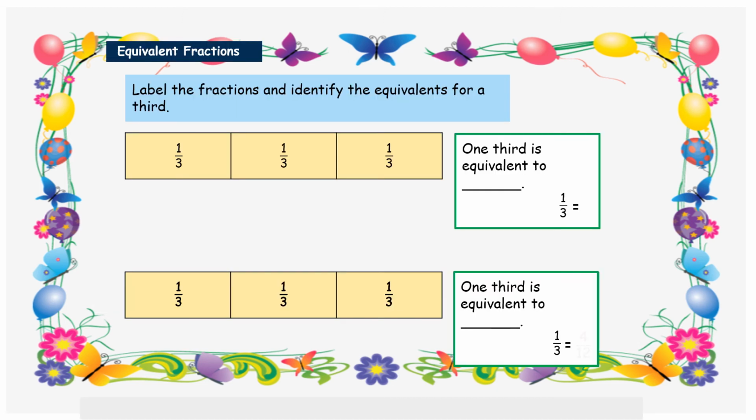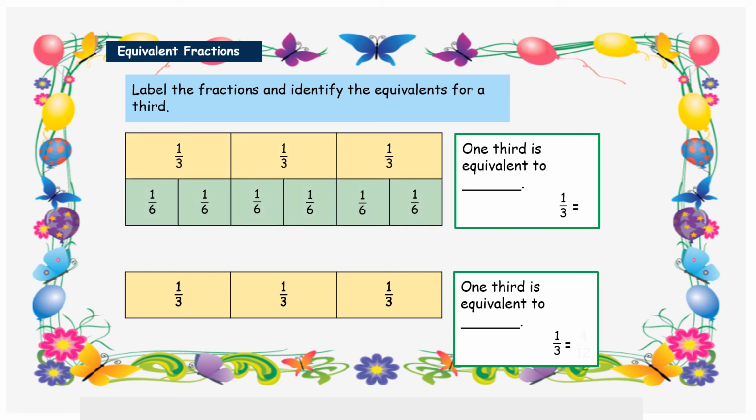Equivalent fractions. We are asked to label the fractions and identify the equivalent for a third. When we talk about equivalent, we mean equal. Is it the same? If it is the same, then yes, it is equivalent. Now, when we are looking at equivalent fractions, we are trying to see what fractions are the same. And how do we do this? We need to divide the bar model representation into equal parts to find the equivalent.